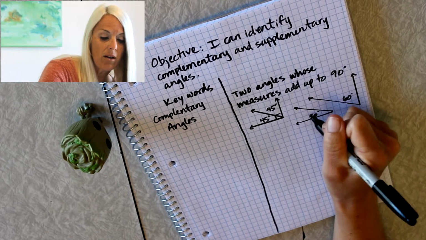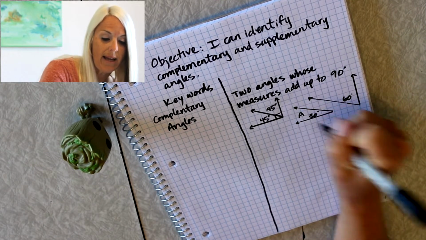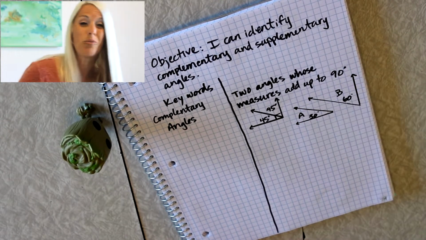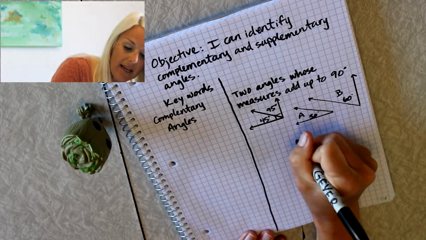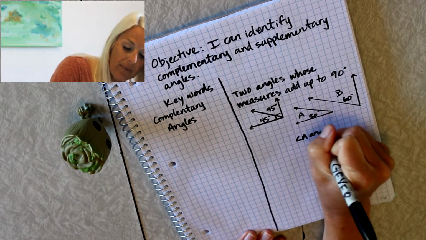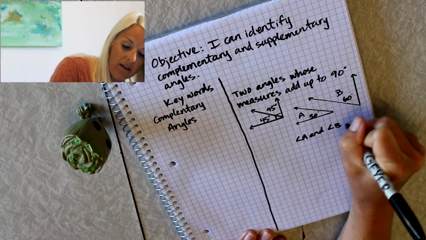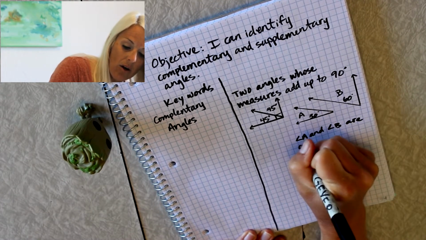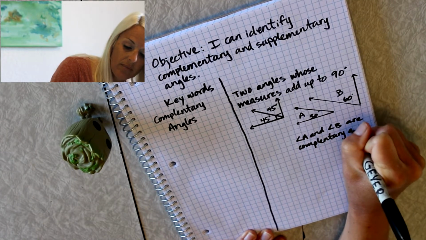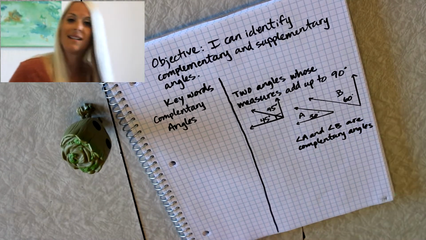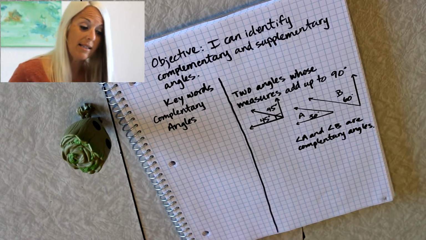So if we call this one here angle A and this one here angle B, or we could call them angle 1 and angle 2, anything like that, then we could state that angle A and angle B are complementary angles. All right, so hopefully that is making sense.